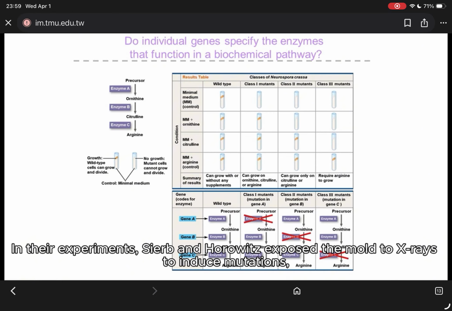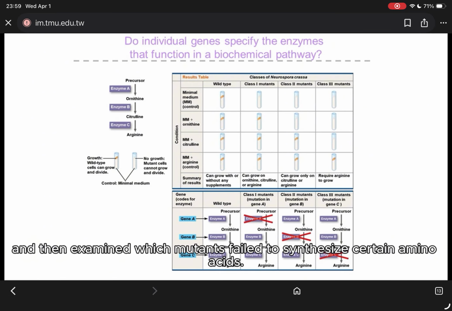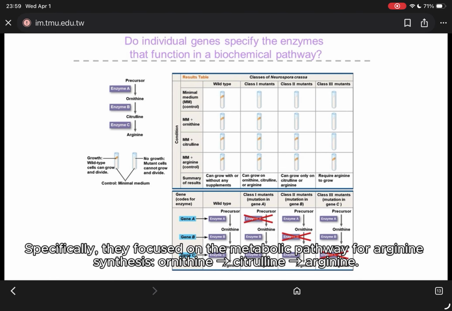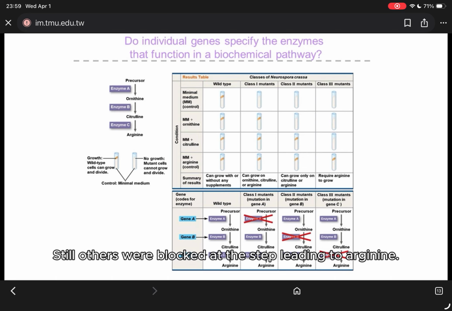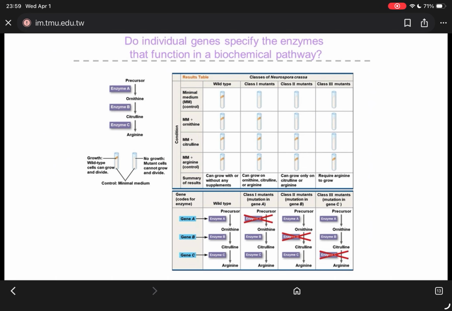In their experiments, Srb and Horowitz exposed the mold to X-rays to induce mutations and then examined which mutants failed to synthesize certain amino acids. Specifically, they focused on the metabolic pathway for arginine synthesis: ornithine, citrulline, arginine. What they found was striking. Some mutants could only produce ornithine. Others could proceed as far as citrulline. Still others were blocked at the step leading to arginine.